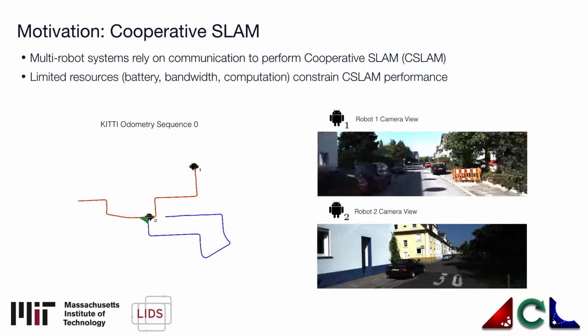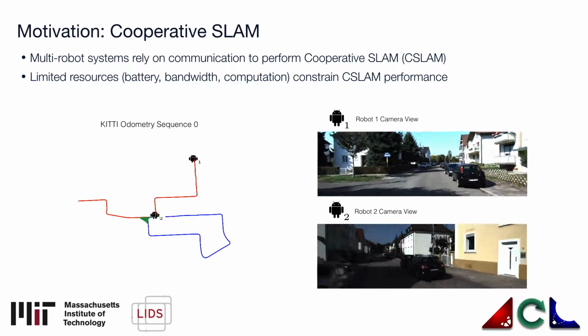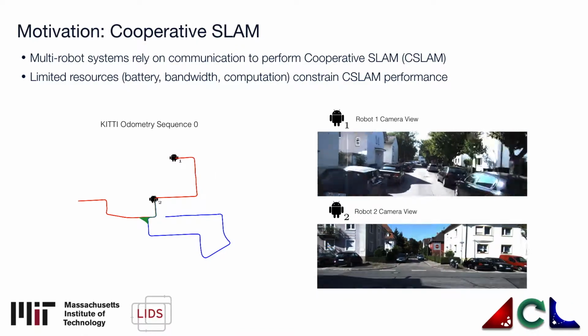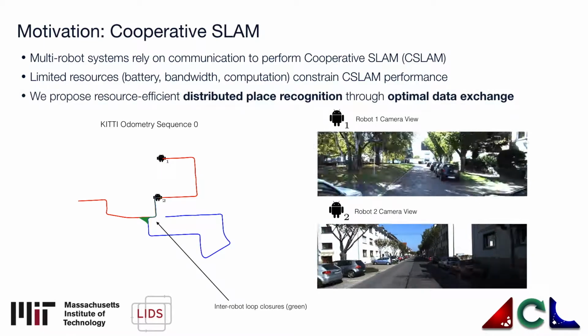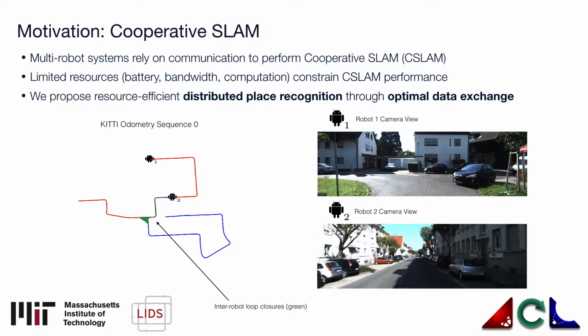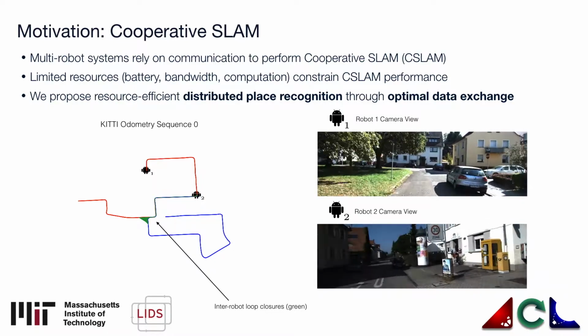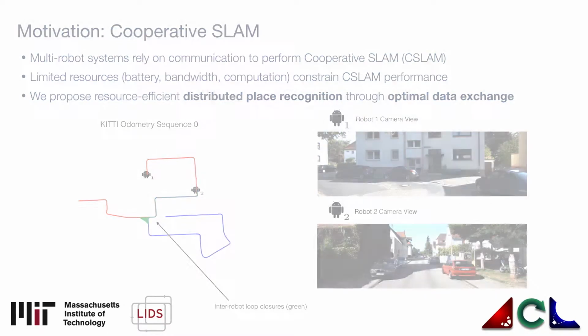For robot systems with limited battery, wireless bandwidth, or computation, carrying out CSLAM can be a challenge. To solve this problem, we investigate resource-efficient distributed place recognition through optimal data exchange. Distributed place recognition is essential for inter-robot loop closure detection in CSLAM.